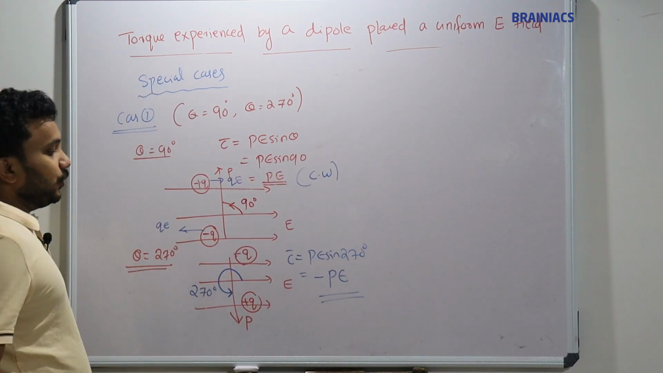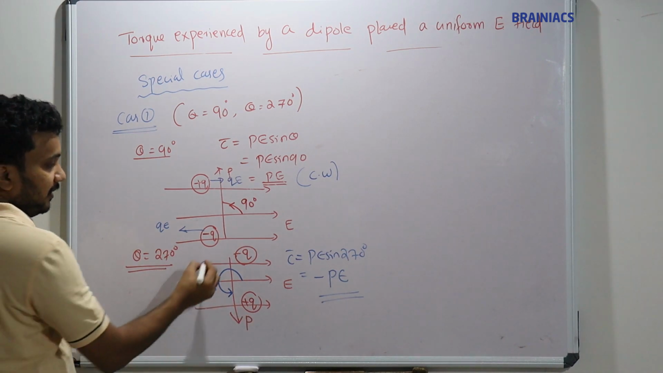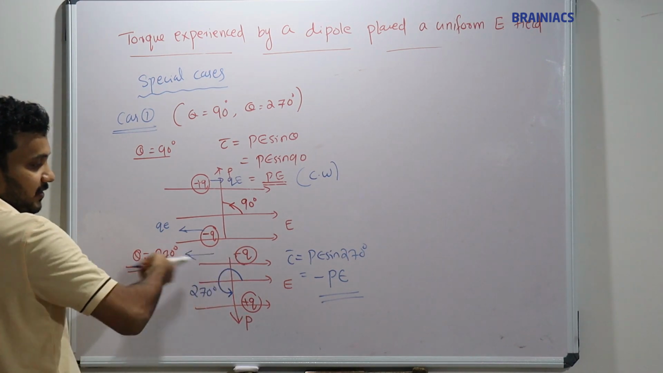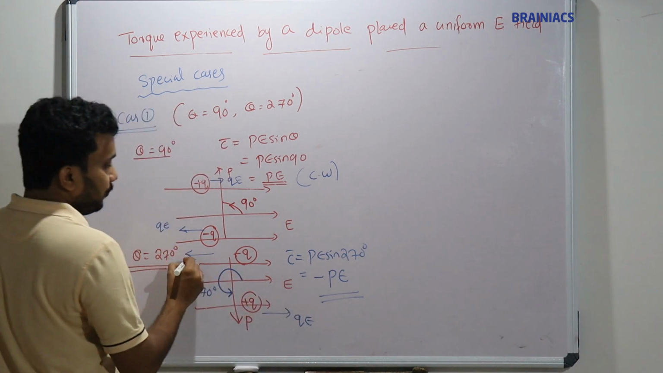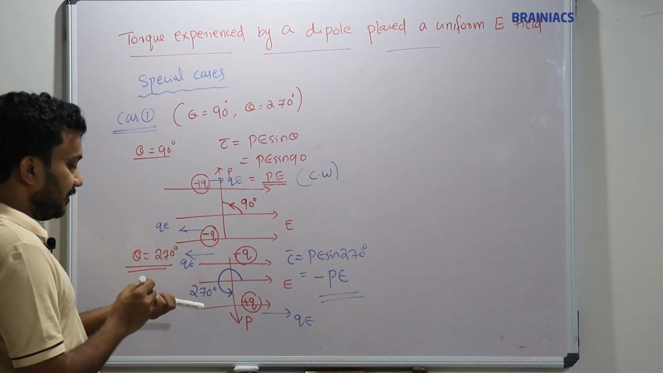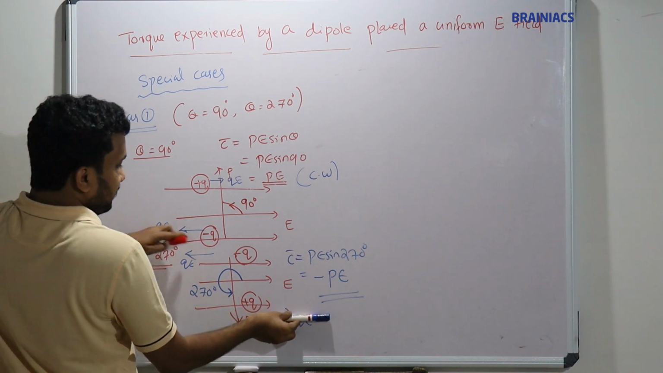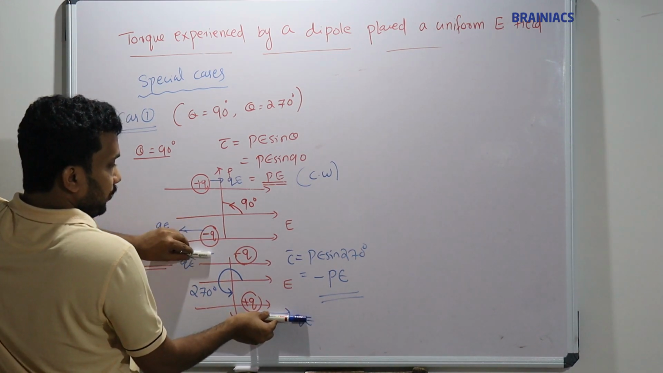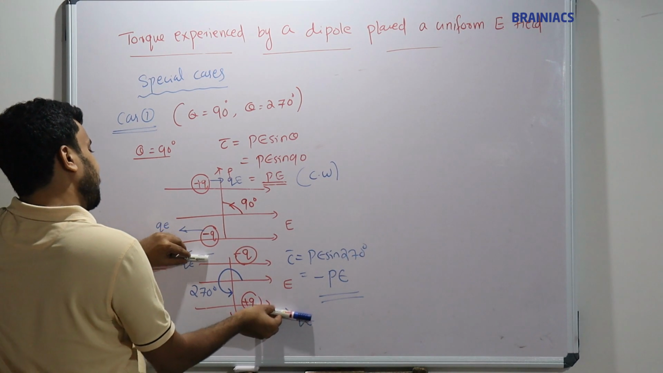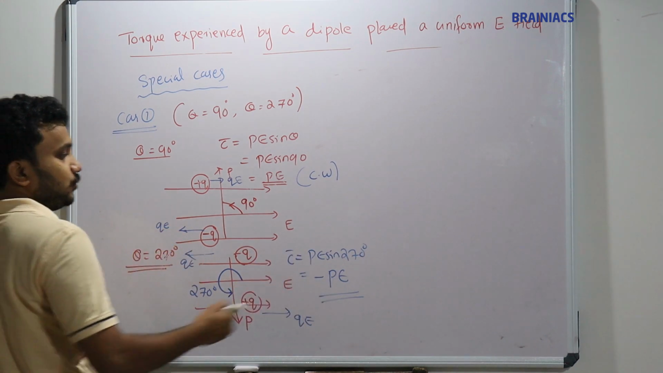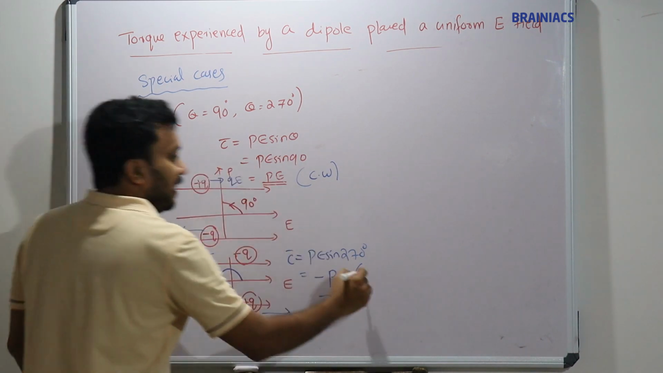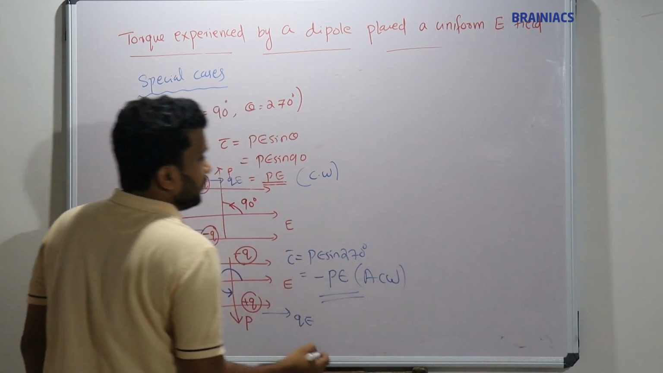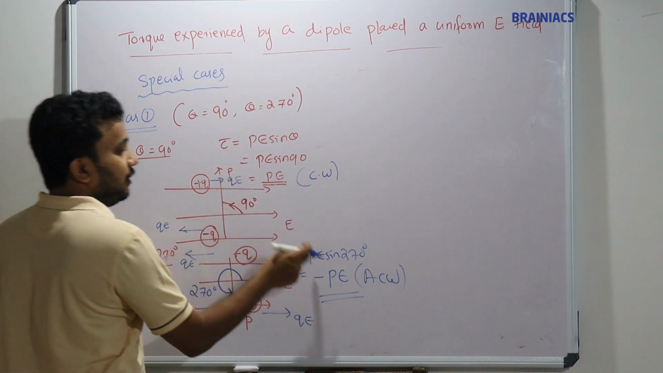Next one, minus QE will be here, plus QE will be here. Here one force, minus QE, is in this direction and plus QE, the QE force, will be like this one. So what will happen in this case? Here one force like this, here another force like this. So it will rotate in the opposite direction, like this. This is what direction, sir? This is clockwise and this is in anti-clockwise direction. That's what torque positive, torque negative.